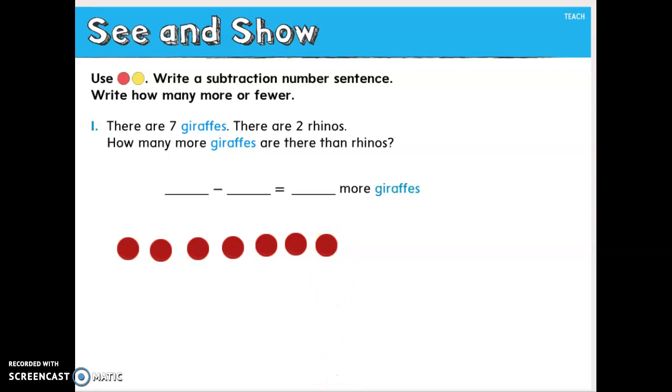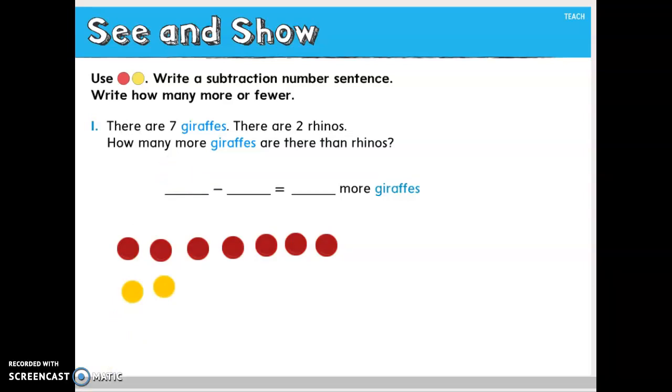Okay, there are 2 rhinos. 1, 2. It says, how many more giraffes are there than rhinos? So we can subtract to compare. So we're going to write with our writing tools. You're going to write on your lines. First, we're going to do the giraffe. So we have 7. And then we're going to take away 2 to match up with the rhinos.